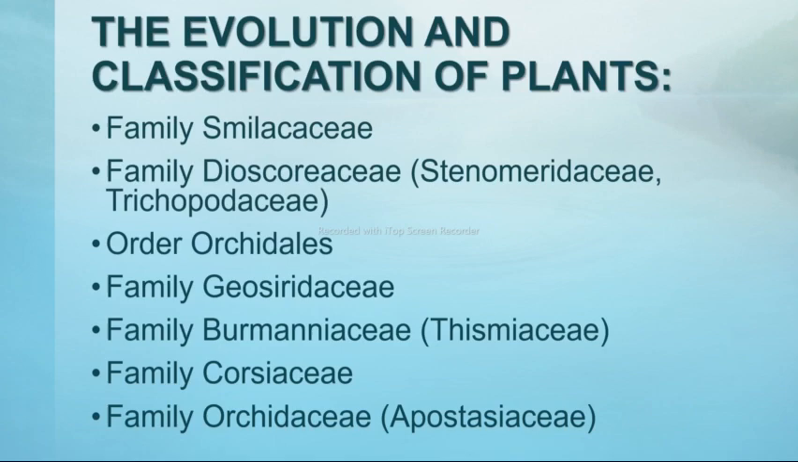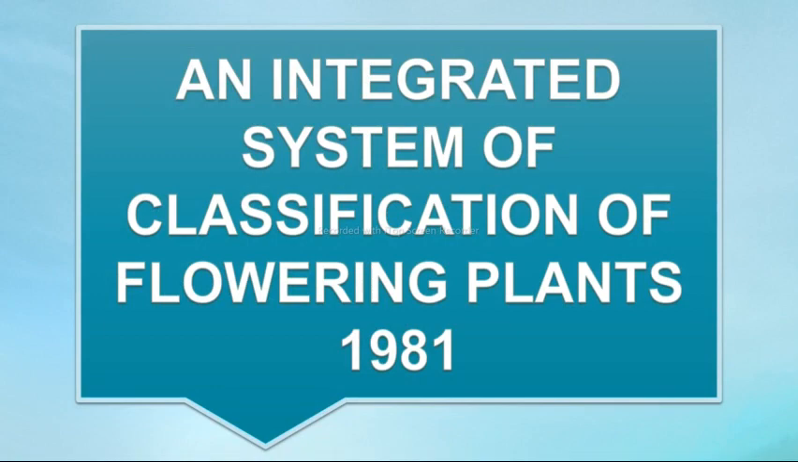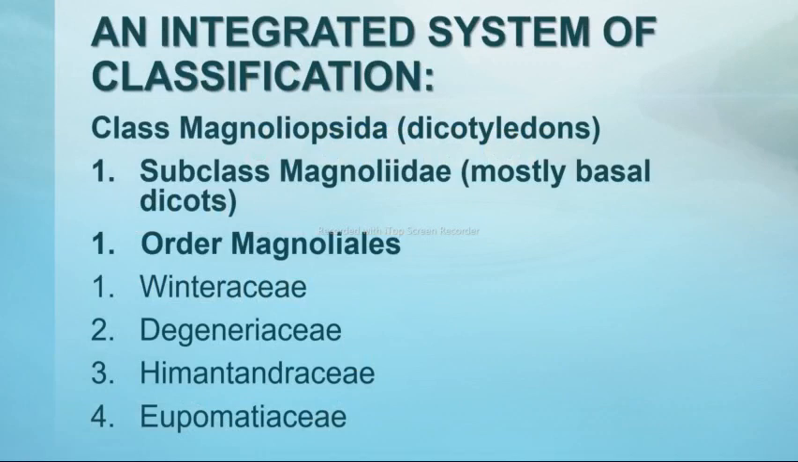Next, I am going to discuss An Integrated System of Classification of Flowering Plants in 1981. So, the class Magnoliopsida, which includes the dicotyledons, is divided into many subclasses. So, the first subclass is Magnolidae, mostly basal dicots, and it includes the order Magnoliales. And it includes the Winteraceae, Degeneriaceae, Himantandraceae, Eupomatiaceae.